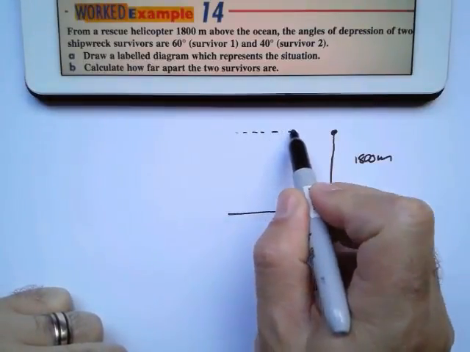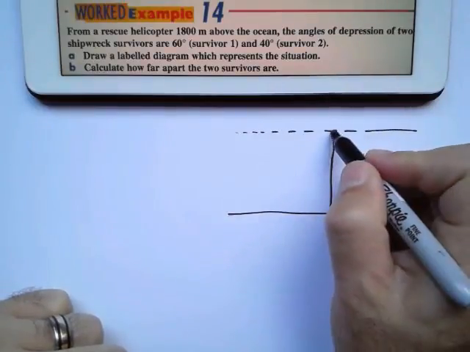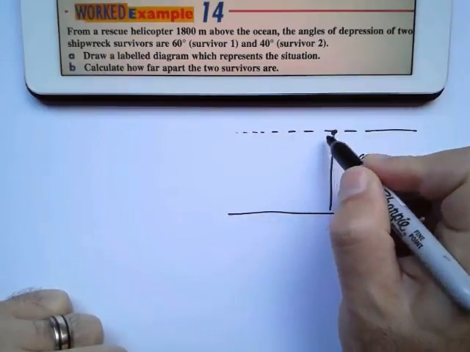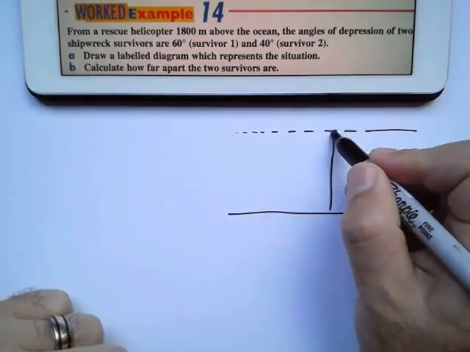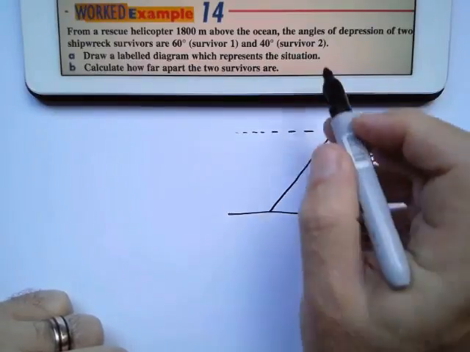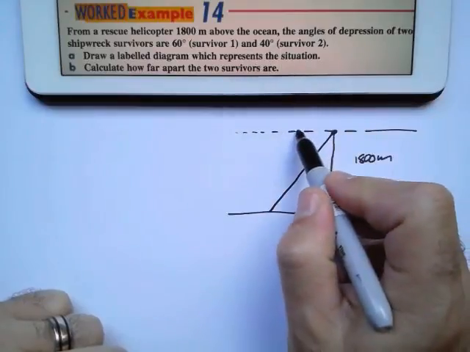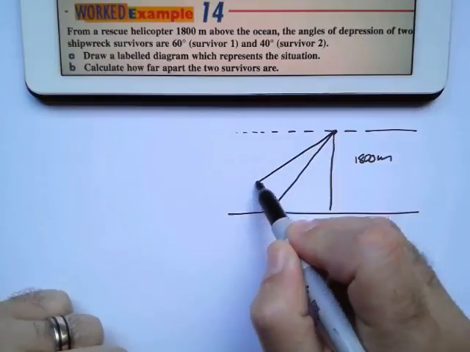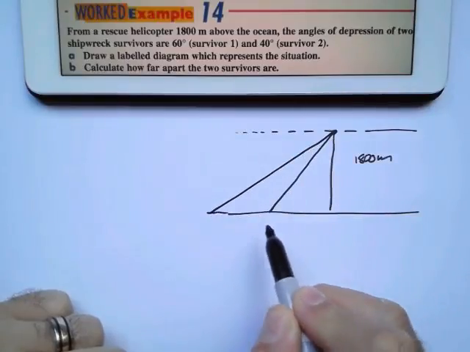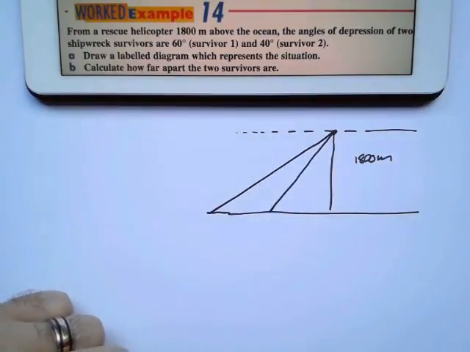So angle of depression means that this is 60 degrees. 60 degrees is quite a bit, so it's going to be down here. And 40 degrees is less. So if that is 60, then 40 will be less. So a diagram will look something like that.